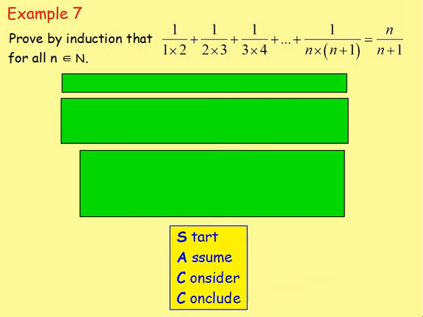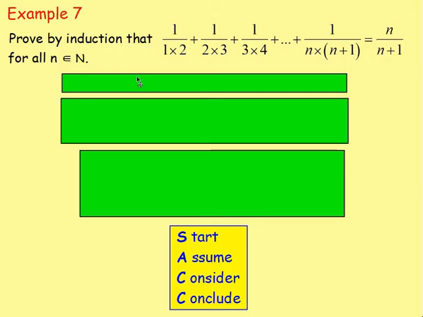So let's jump in to example 7. Remember, examples 1 to 6 are in the previous lesson. So for this one, prove by induction that 1 over 1 times 2 plus 1 over 2 times 3 plus 1 over 3 times 4 plus all the way up to 1 over n times n plus 1 is equal to n over n plus 1 for all n belonging to the natural numbers. So in other words, n is going to be your natural number.